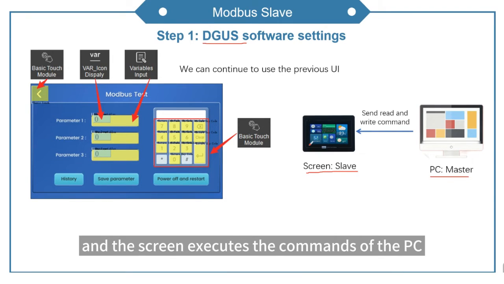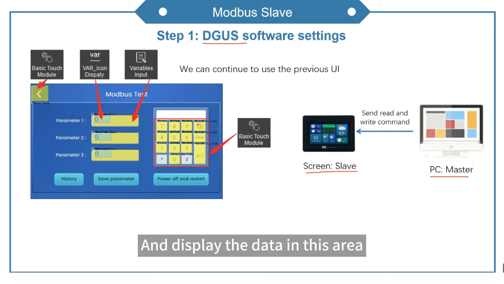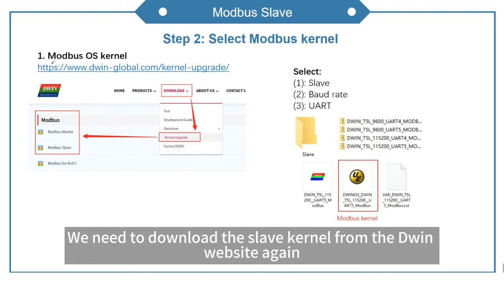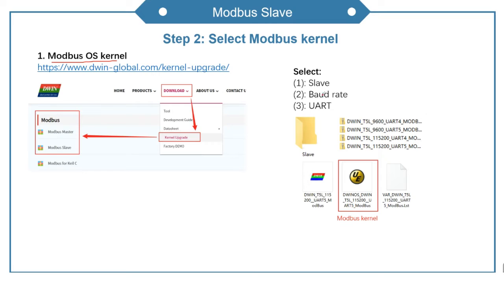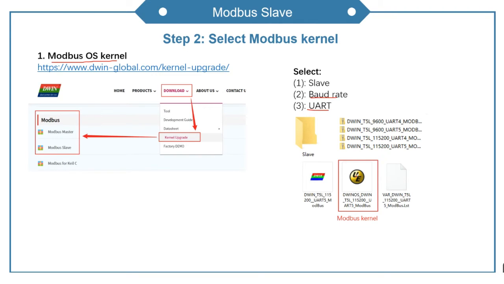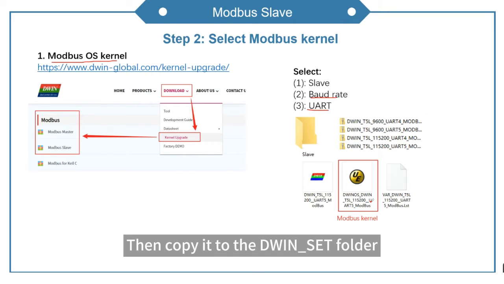and the screen executes the commands of the PC and displays the data in this area. Step 2. We need to download the slave kernel from the DWIN website again. Select the appropriate baud rate and serial port number. This file is the Modbus slave kernel. Then copy it to the DWIN set folder.